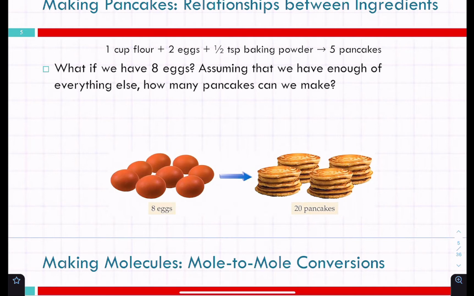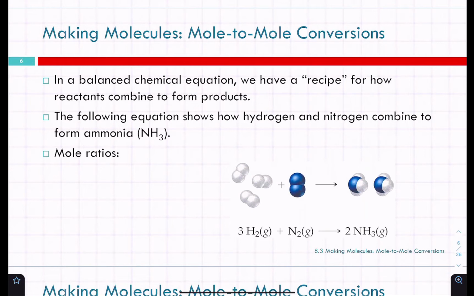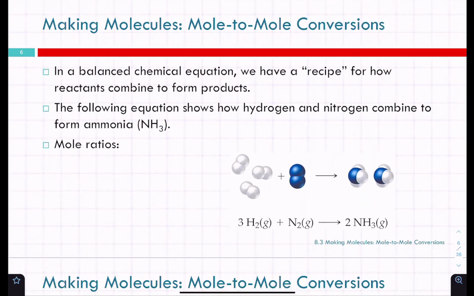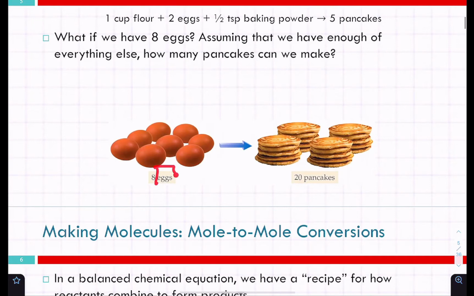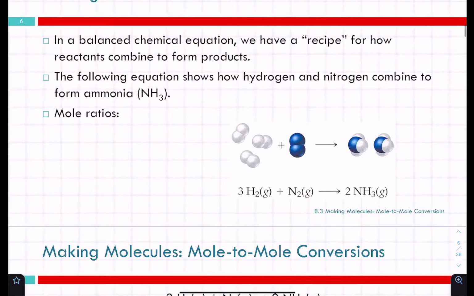This idea of ratios between ingredients and the amounts of products that we can make applies to these chemical reactions. Whereas in the pancake recipe we have units of eggs, pancakes, cups of flour or teaspoons of baking powder, here we're talking about numbers of individual atoms. And usually we use moles, because it's a lot more convenient to talk about these reactions in terms of moles.